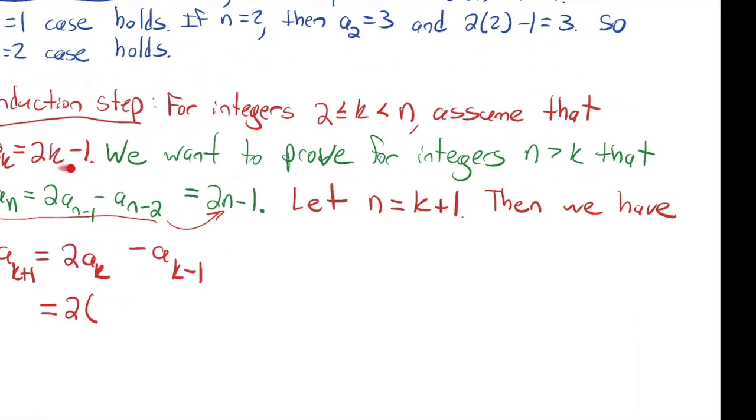So I can replace a sub k with 2k minus 1. And then I could replace a sub k minus 1 with 2 times k minus 1 minus 1. So I'm just plugging in k and k minus 1 into our assumption for the inductive hypothesis. And now what we're going to hope is to show that we get this. And maybe one downside of using k and k plus 1 is that you need to recognize that what we're actually looking for would be 2 times k plus 1 minus 1, because we want to show that this holds when n is equal to k plus 1.